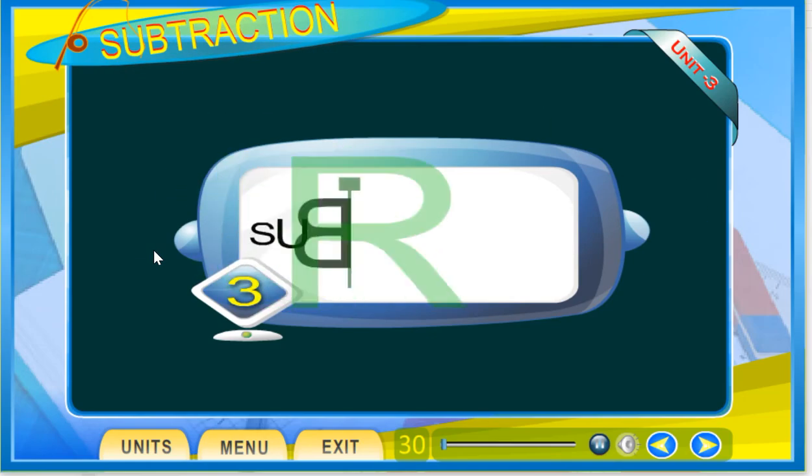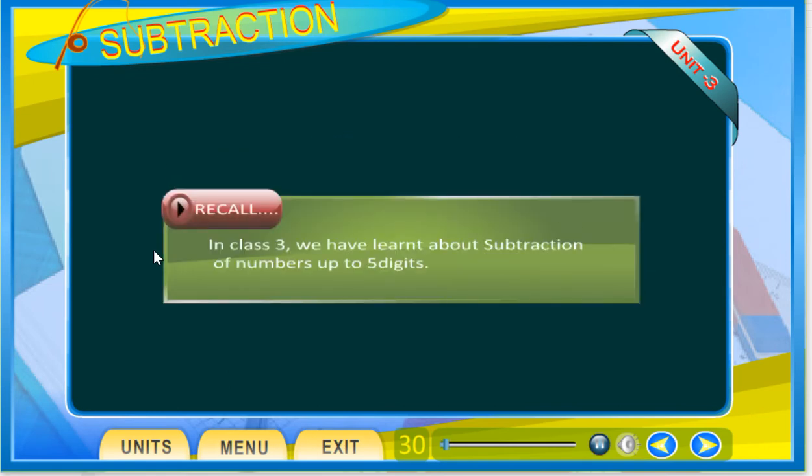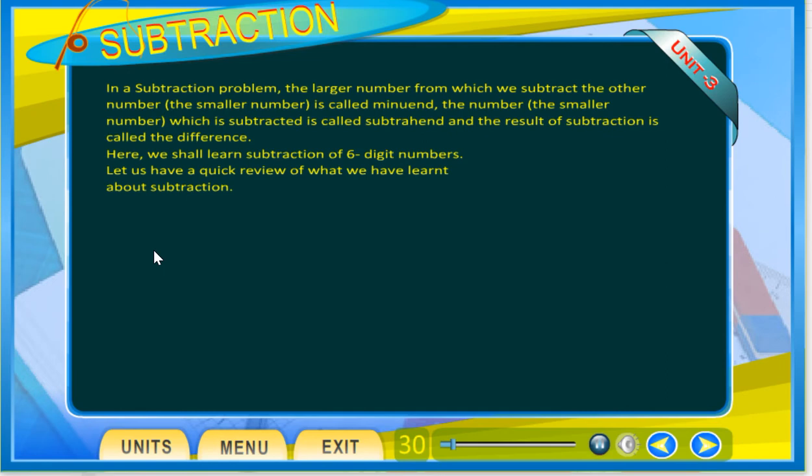Unit 3. Subtraction. Recall. In class 3, we have learned about subtraction of numbers up to 5 digits. In a subtraction problem, the larger number from which we subtract the other number is called the minuend, the smaller number which is subtracted is called the subtrahend, and the result of subtraction is called the difference. Here we shall learn subtraction of 6-digit numbers.